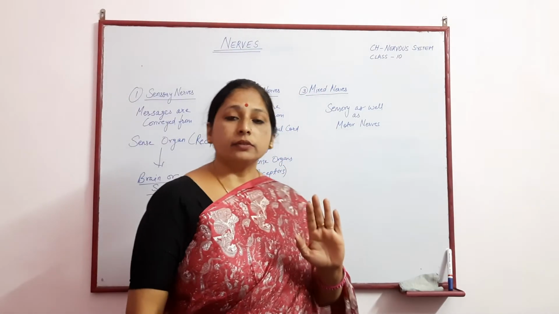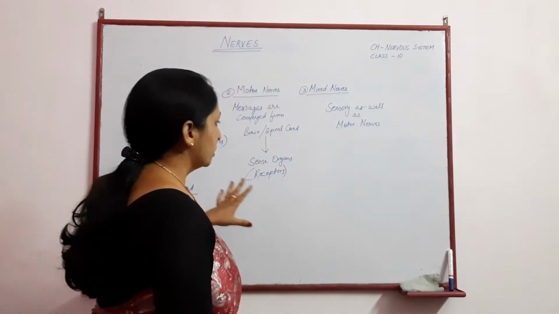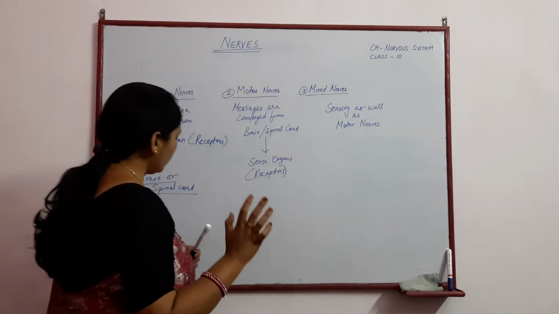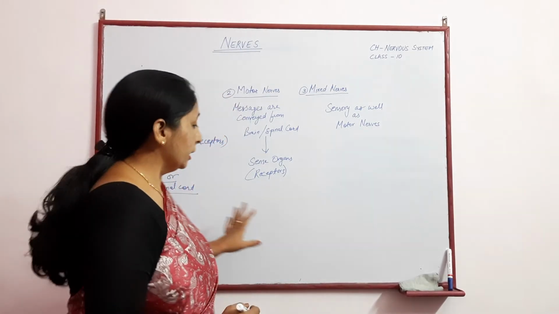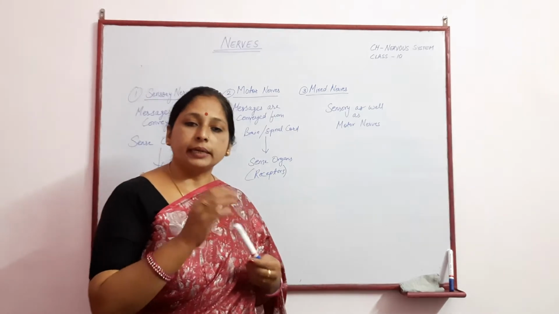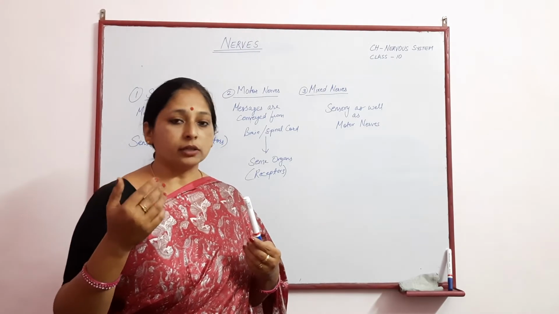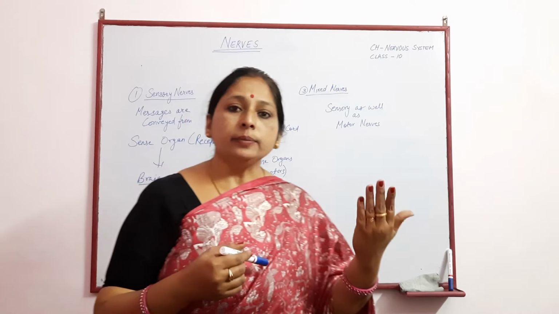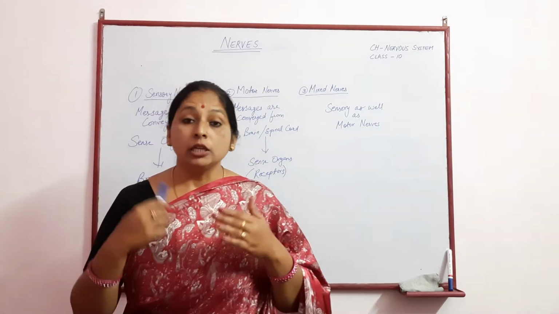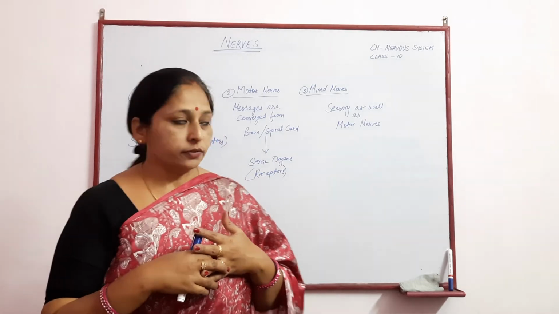Then mixed nerves. A mixed nerve contains both sensory as well as motor nerves. So this is about the nerves. In the book that we follow, an example is given about the optic nerves. Optic nerves send messages from the eye to the brain, and only then can we see whatever is around us. So that message is received through the optic nerves. Optic nerves are sensory nerves.